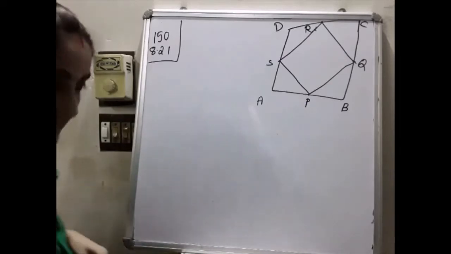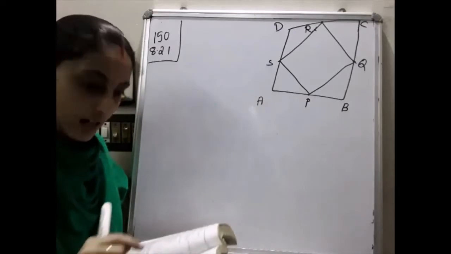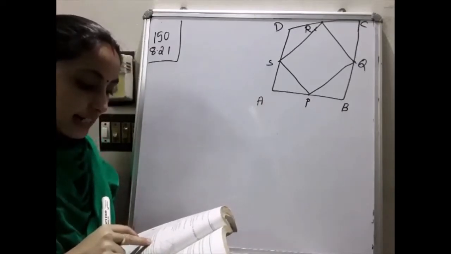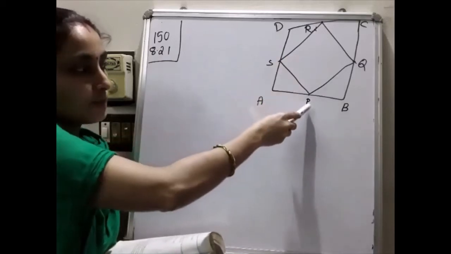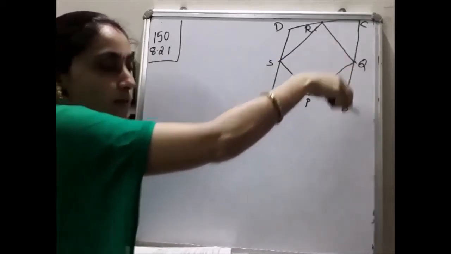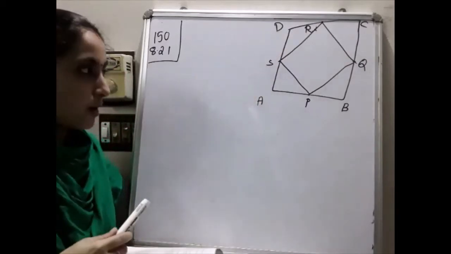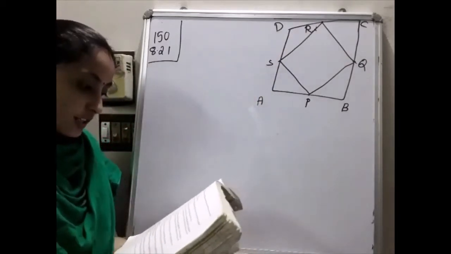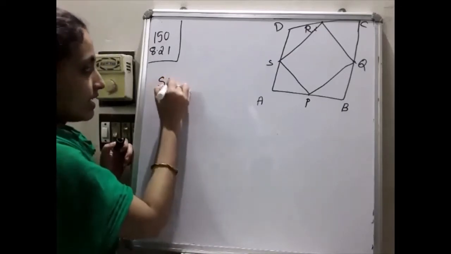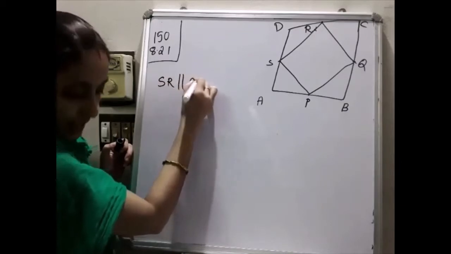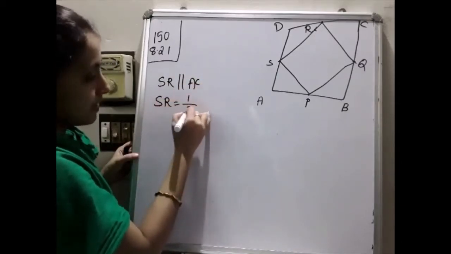The question is this: ABCD is a quadrilateral. We already drew the figure. P, Q, R and S are the midpoints of the sides. P is the midpoint of AB, Q is the midpoint of BC, R is the midpoint of CD and S is the midpoint of AD. Then three things we have to show. What is the first one? SR is parallel to AC and SR is equal to half AC.